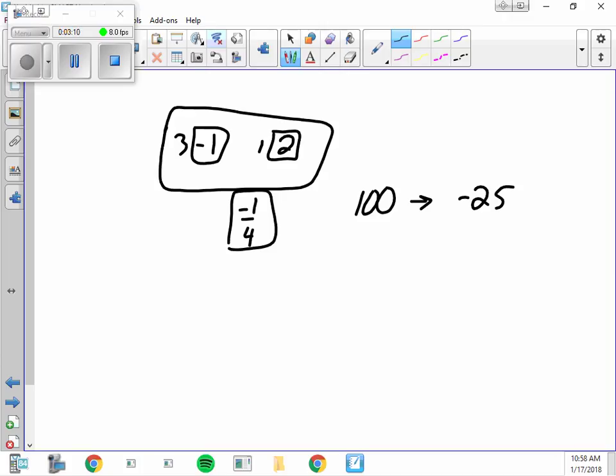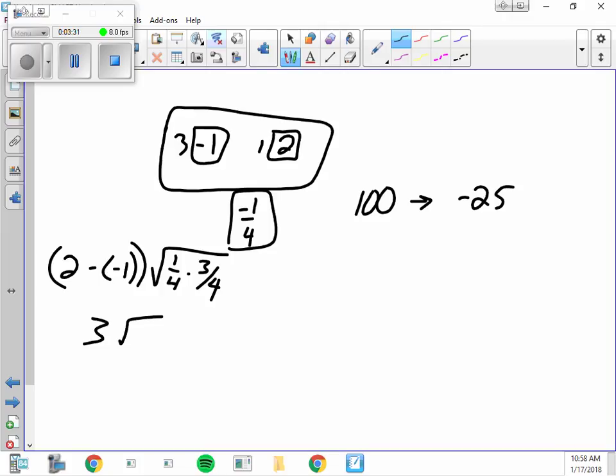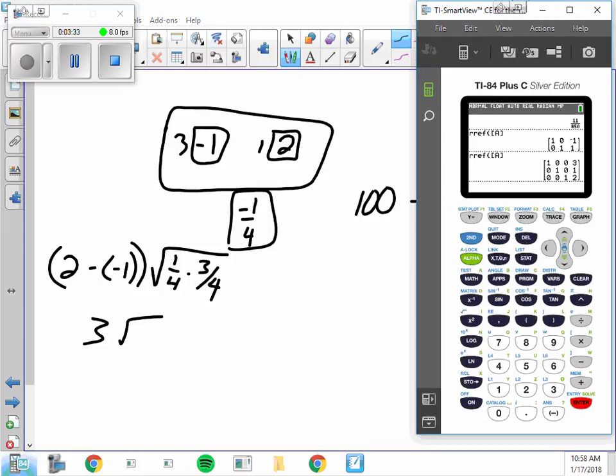Well, we need the SE. To find the SE, we have to calculate the SD of the box, which is going to be 2 minus -1 times the square root of 1/4 times 3/4. So 2 minus -1 is actually 3 times the square root of 0.25 times 0.75.